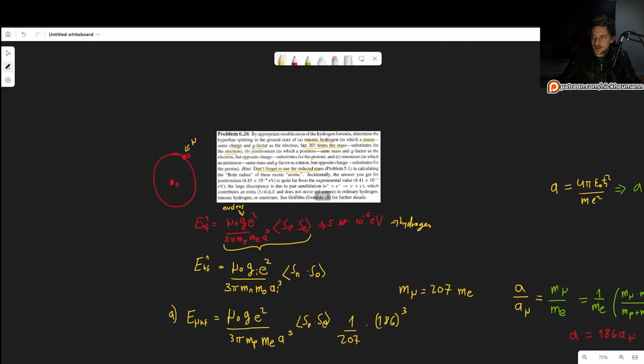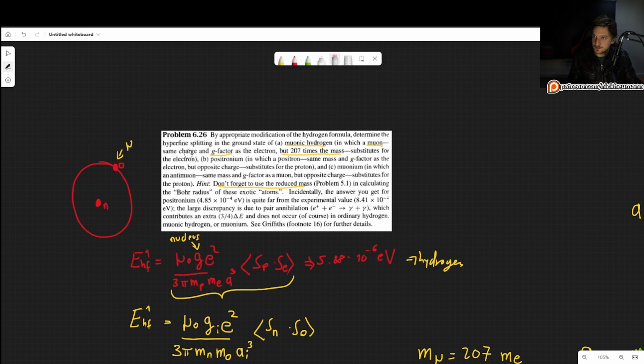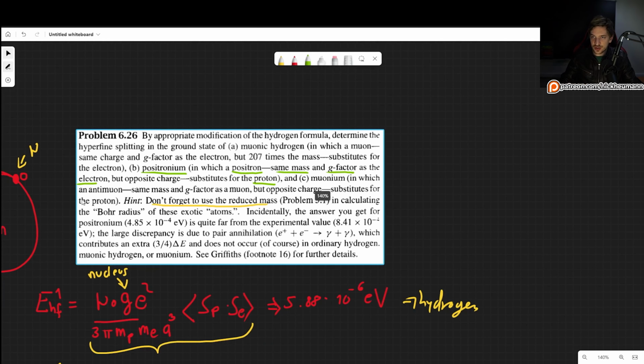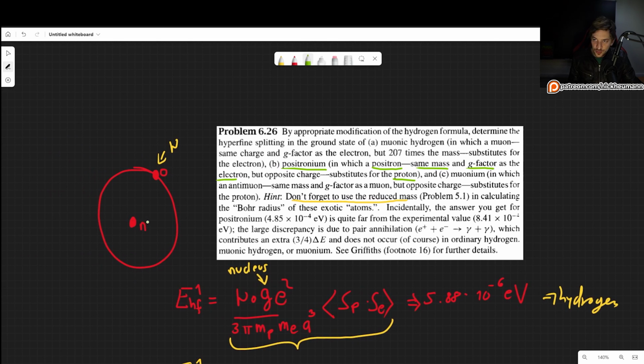So the next case, so let me get rid of all these lines. The next case, B, is positronium, which is a positron, which has the same mass and same G factor as the electron, but opposite charge, and it is substituted for the proton. So basically, instead of having a proton in the center, our nucleus element is now a positron, which has the same charge as the proton, but a different G factor, right? It has the same G factor as the electron.